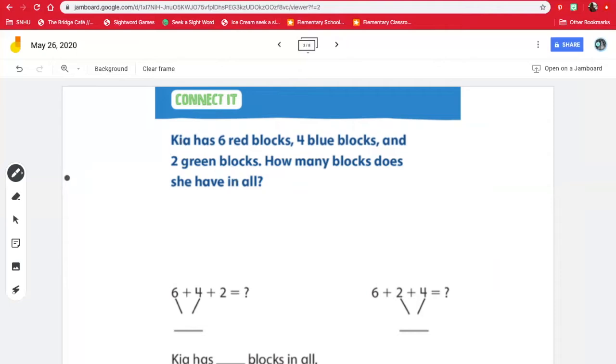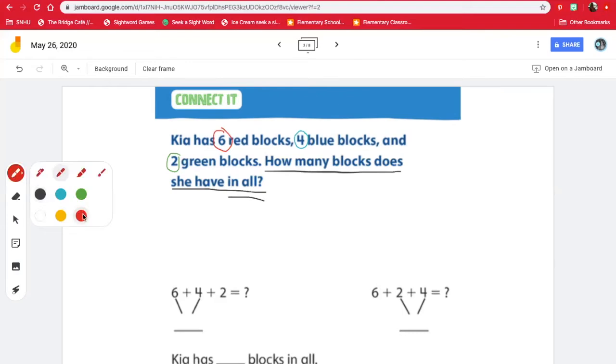All right, let's read the problem. It says Kia has 6 red blocks, 4 blue blocks, and 2 green blocks. How many blocks does she have in all? Well, we know that she has 6 red. We also know that she has 4 blue and 2 green. And the problem's asking, how many blocks does she have in all? So those two words show us we're going to add.